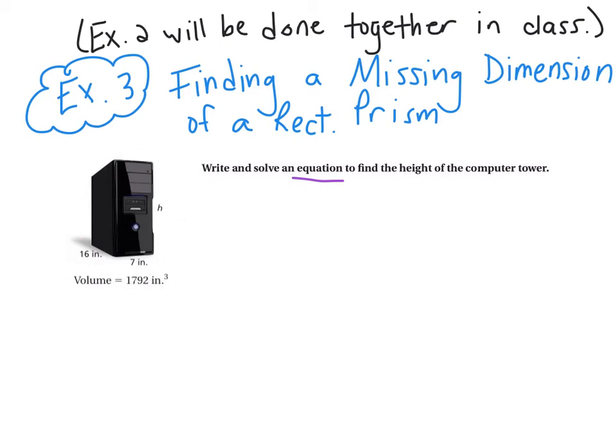So they give us some information. They say the overall volume is 1,792 inches cubed, and they give us a length, a width, but they don't know the height, and so they're going to ask us to find that out. So we're going to write an equation by starting with the same formula we've been using. Volume is equal to length times width times height, but this time we're going to fill in what we know, and we actually happen to know the volume.